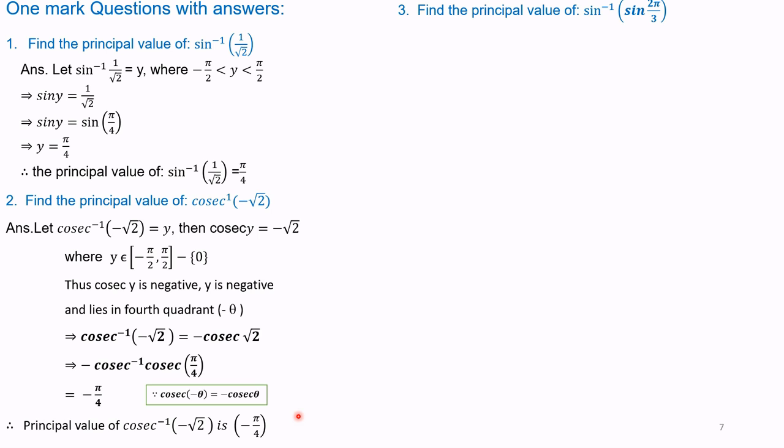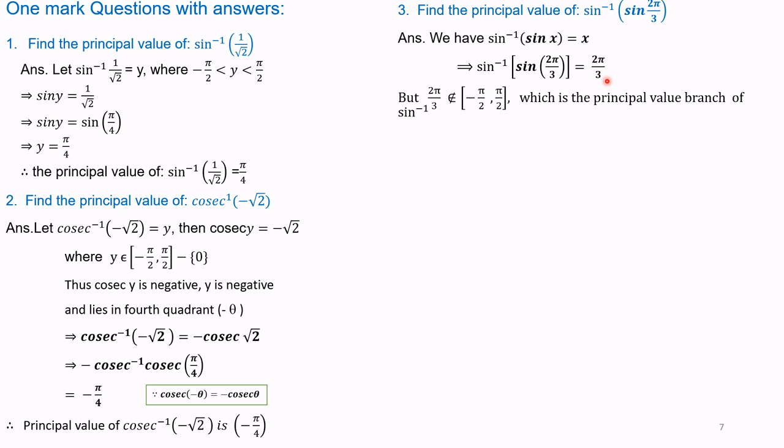Next question. Find the principal value of sine inverse of sine 2 pi by 3. The solution: we have sine inverse of sine x, where x is 2 pi by 3. Therefore, we have to put this value as x. Therefore, sine inverse of sine 2 pi by 3 equals 2 pi by 3. That is, sine inverse and sine get cancelled and we get this value. Sine inverse of sine theta is theta, we know. So using that relation we get the answer as 2 pi by 3.